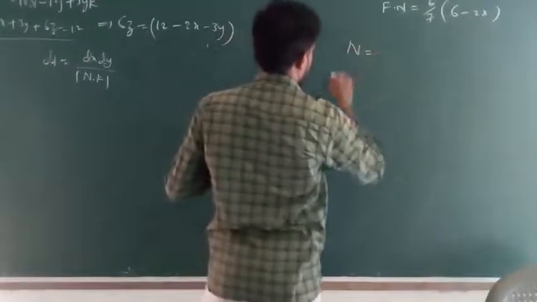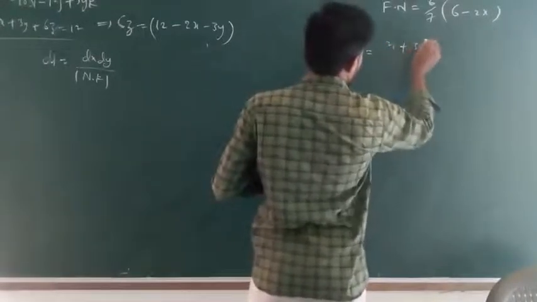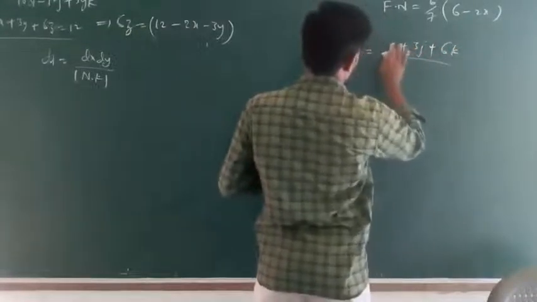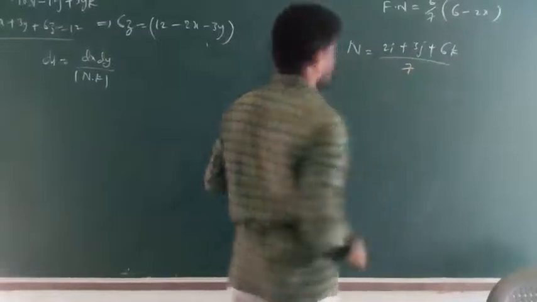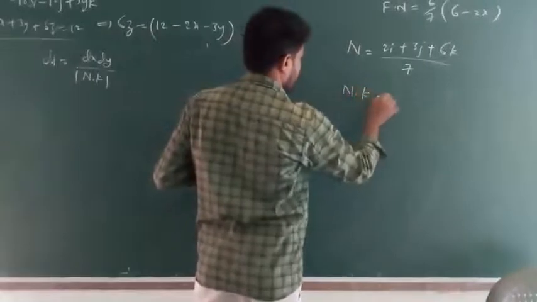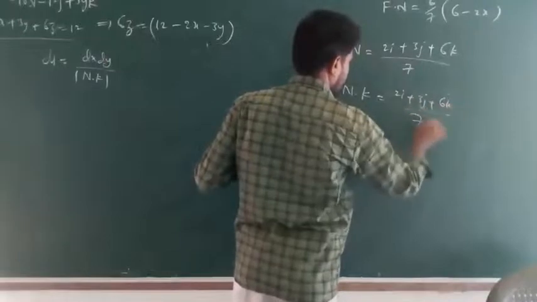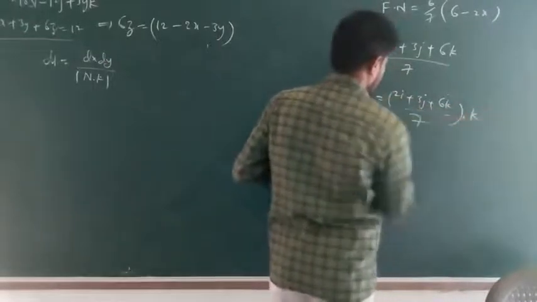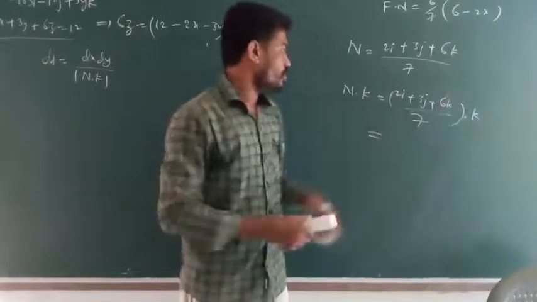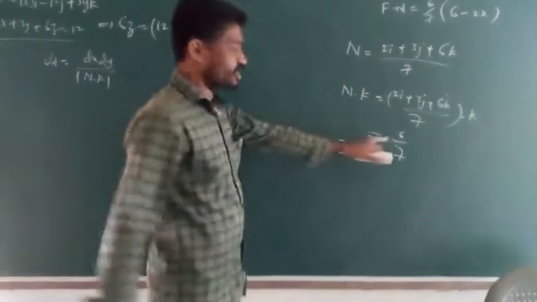what is n? n is equal to (2i plus 3j plus 6k) by 7. First n dot k, then dot product with k, means (2i plus 3j plus 6k) by 7 dot k. So this is the dot product, it selects the k coefficient, k dot k is 1. So 6 into 1 is 6, by 7. So n dot k value is 6 by 7.